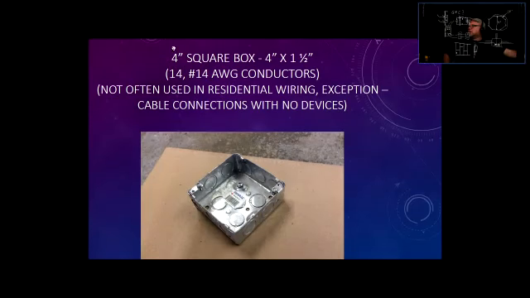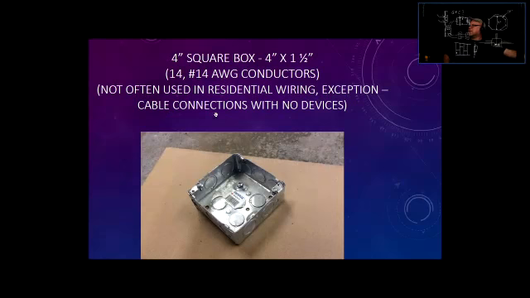All right, now 4-inch square box, 4 by 1.5 inches. So of course, because it's a square, we only have to give the dimension of one side, because we know if it's a square, the other side is going to be the same, right? So 4-inch by 1.5 inches deep, and this will contain 14 14 gauge conductors. Not often used in residential wiring, although sometimes it is.